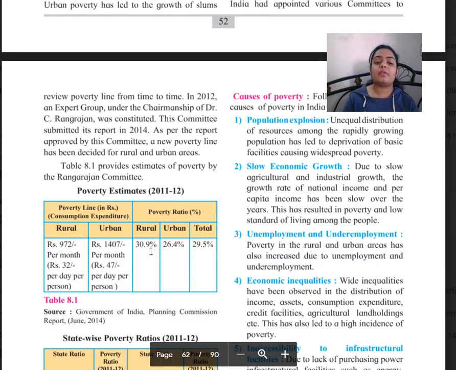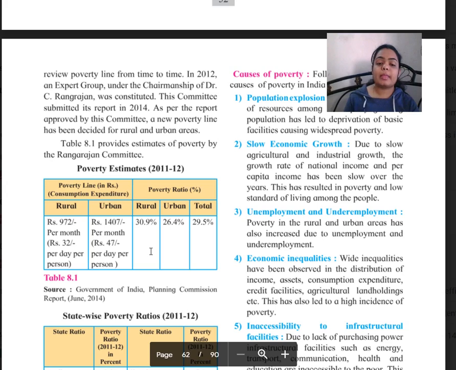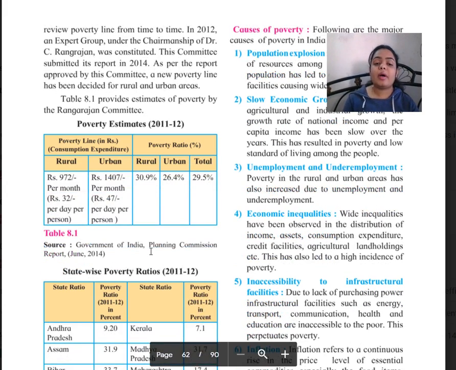In 2012, an expert group under the chairmanship of Dr. C. Rangarajan was constituted. This committee submitted its report in 2014. As per the report approved by this committee, a new poverty line has been decided for rural and urban areas. Table 8.1 provides estimates of poverty by the Rangarajan committee. Following are the estimates. See, poverty line in rupees consumption expenditure.